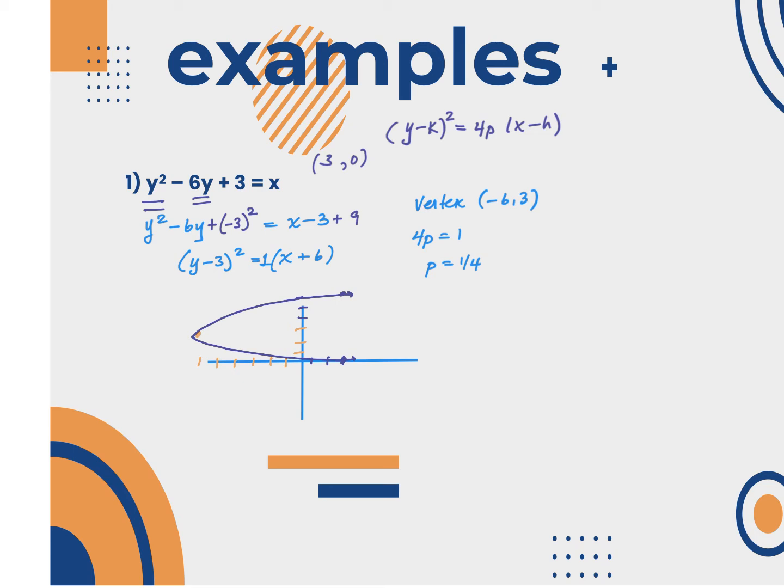So all I need is the focus and the directrix. So we're at negative 6, 3. The focus is this way, so it's going to be negative 6 plus 1/4, comma 3. And then your directrix, you're going in the other direction. So we're at negative 6. So x equals negative 6, and then we subtract 1/4. So negative 6 and 1/4.